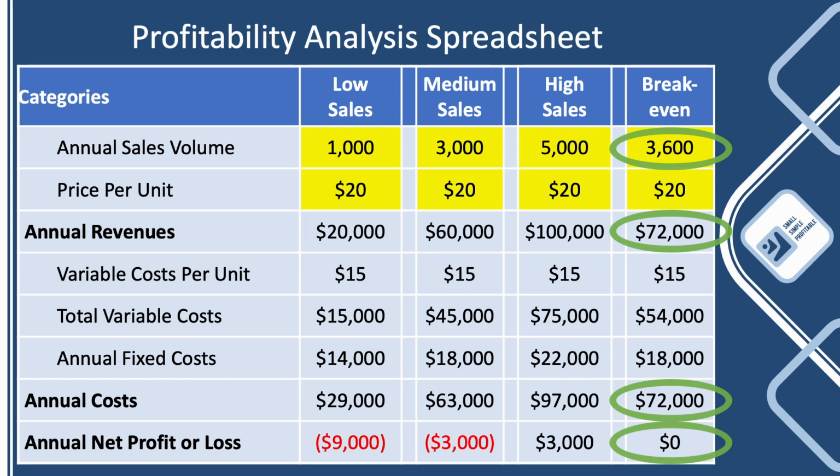Here's what this means. Based on the assumptions in this spreadsheet, if I can sell 3,600 hours of language lessons in a year, my annual revenues will be $72,000, and my annual costs will also be $72,000, so my profit will be zero. Based on the assumptions in this spreadsheet, 3,600 hours is my break-even sales target.